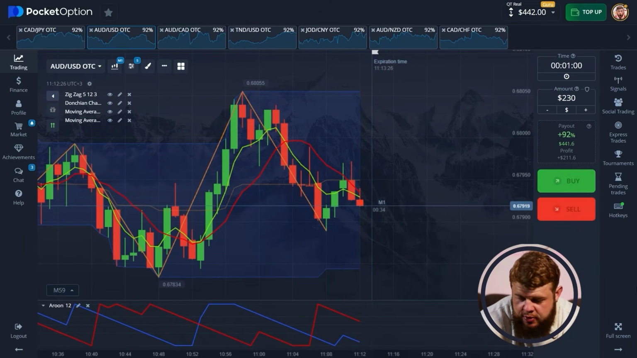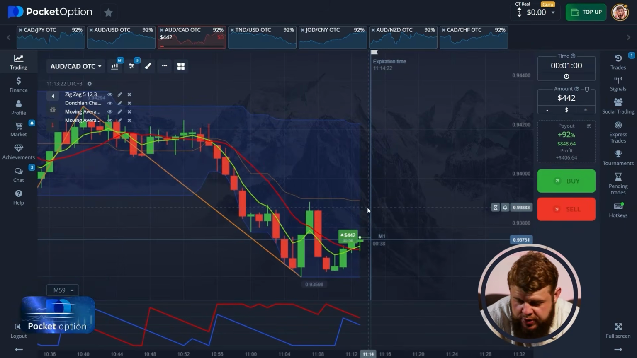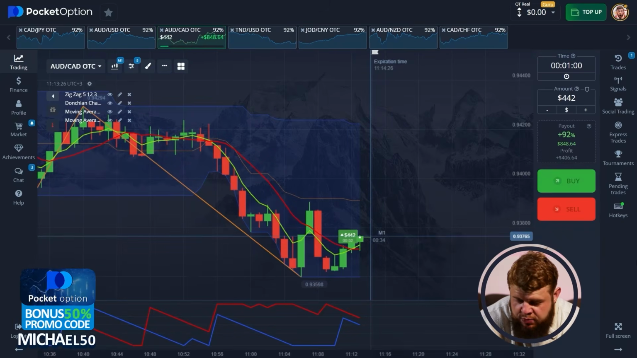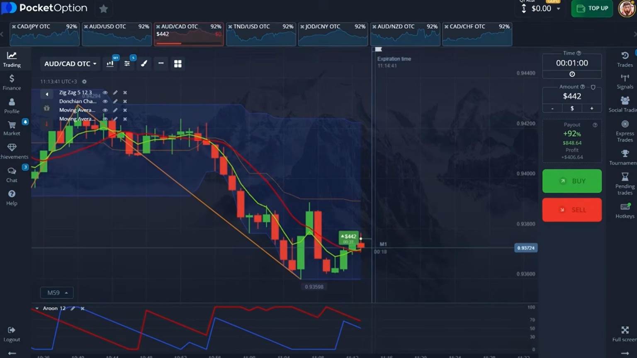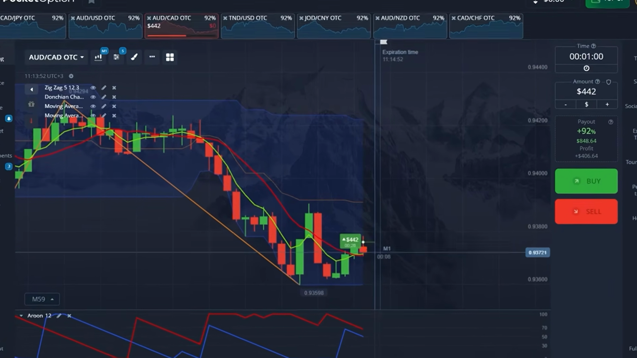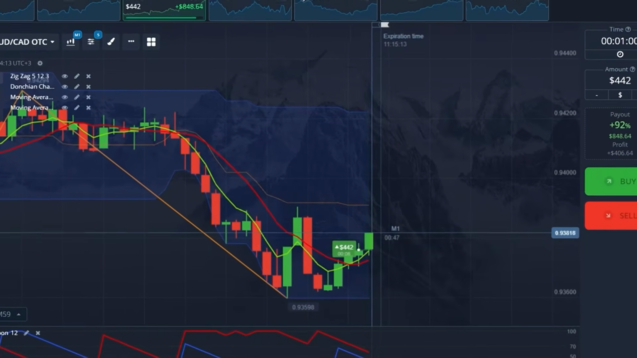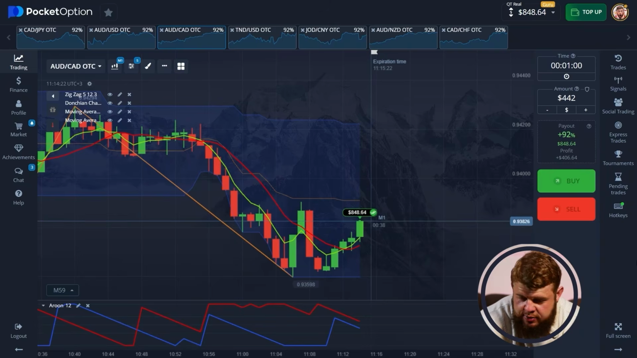Let's proceed further. Okay, so I have opened a buy position. I have invested $442. As you can see, we have done this because price did not break through the support line zone. We started receiving the pullback reaction from it, and now we are ready to grow. So while it's done, we have $848 on the account.